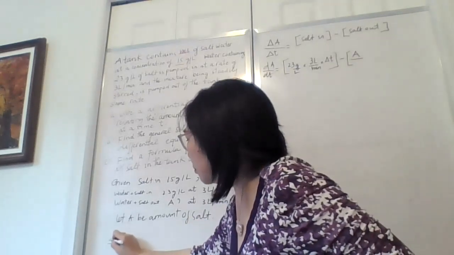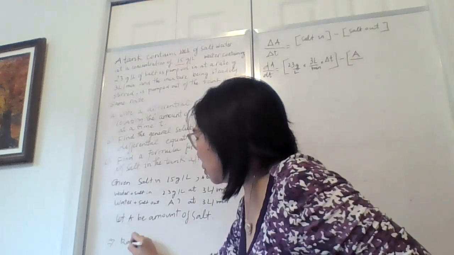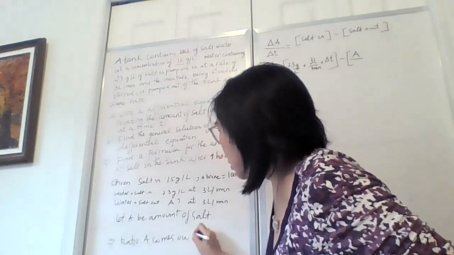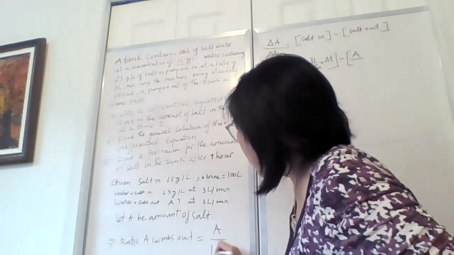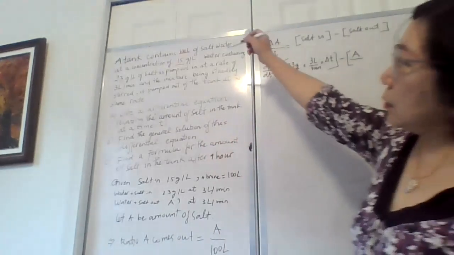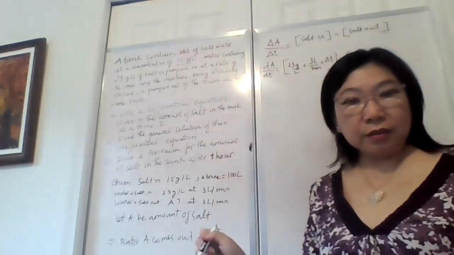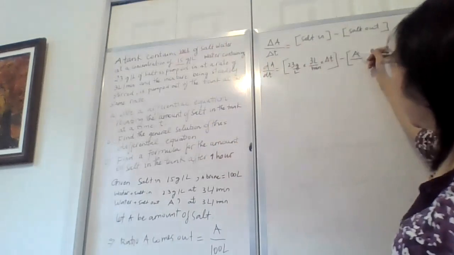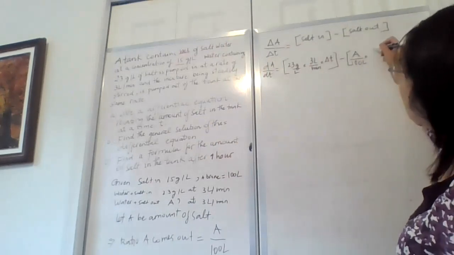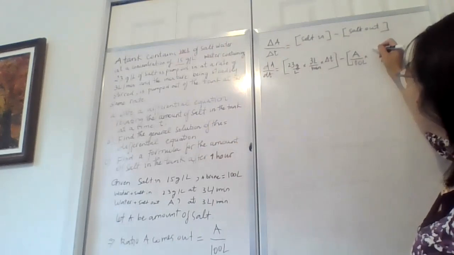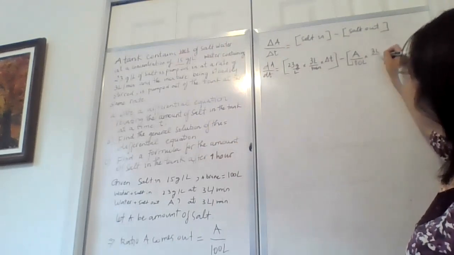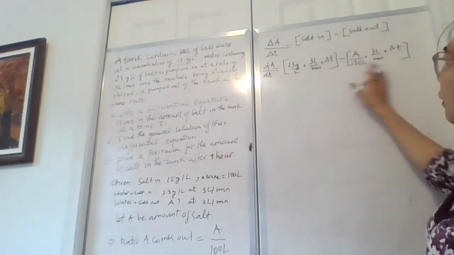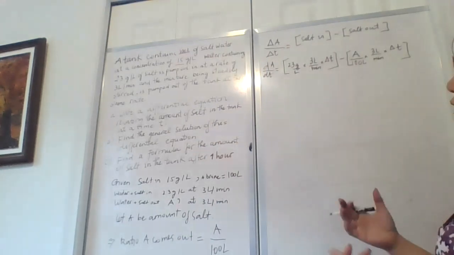So therefore, the ratio of the amount of A coming out will be equal to A over 100 liters, because remember, there's 100 liters in there already. So when we're talking about the amount of salt, we have to account for this as well. So A divided by 100 liters, times the rate coming out, 3 liters per minute, times delta T. So this is what we establish first, which is reasonable.